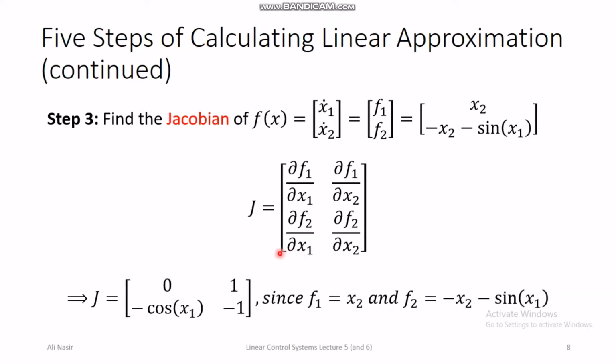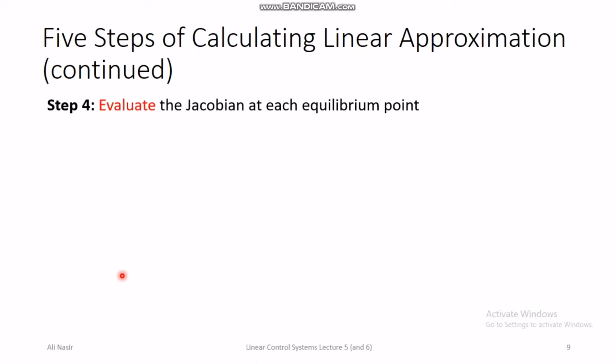Anyways, if you calculate the partial derivatives, this is f1, so f1 is equal to x2, so its derivative with respect to x1 will be 0, and its derivative with respect to x2 will be 1. And f2 is minus x2 minus sine x1, so its derivative with respect to x1 will be minus cos of x1, and its derivative with respect to x2 will be minus 1. So this will be the Jacobian matrix for the system, which is step 3 of calculating the linear approximation of nonlinear systems. Next, once we have the Jacobian, we have to evaluate the Jacobian at each equilibrium point.